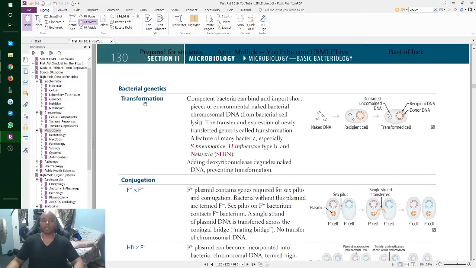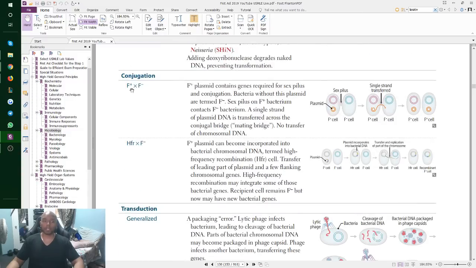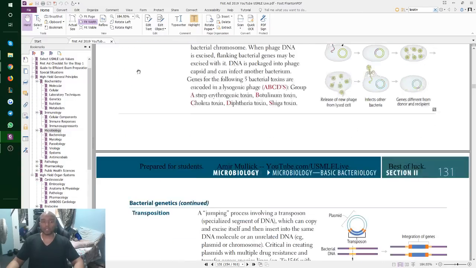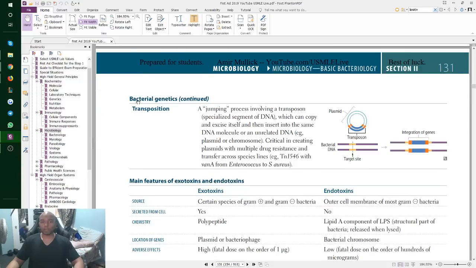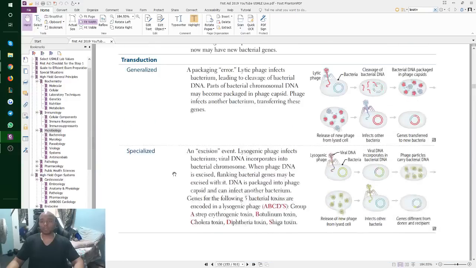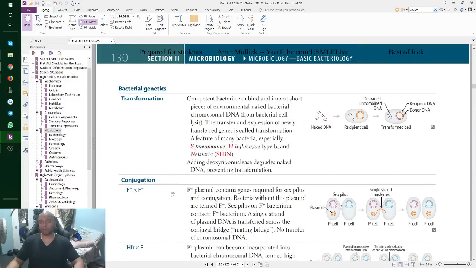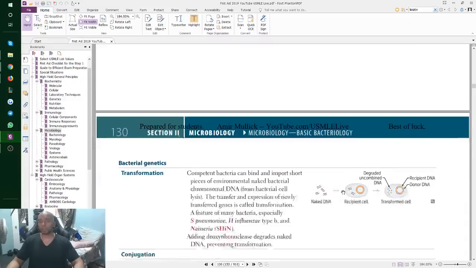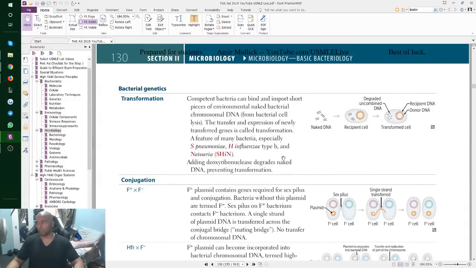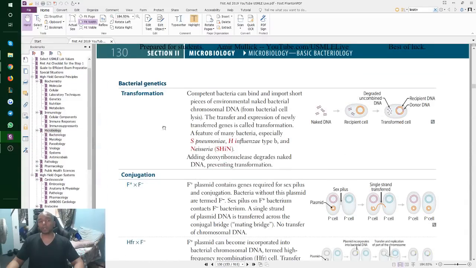This next page, although not high yield, is pretty easy stuff. If you get a question on transformation, conjugation, or transduction, and then on the next page they talk about transposition, any of those things, you should be able to get it right, because they're very different from each other. But it's really easy to overlap different kinds of these procedures and forget the specifics that make one unique compared to the other.